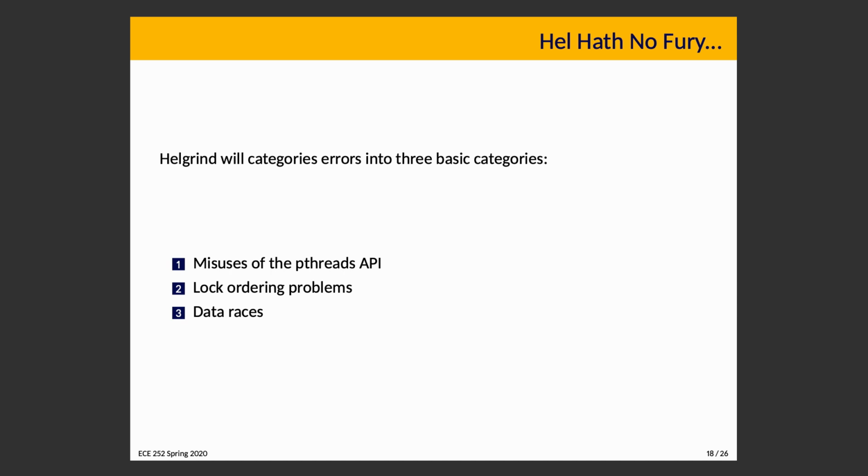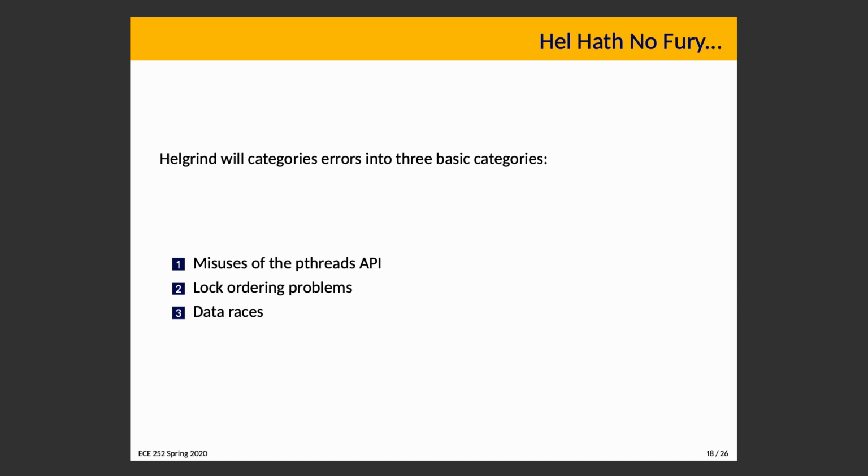So, Helgrind is going to report that, a lock ordering problem, and it does that by building a directed graph of lock acquisitions. When a thread acquires a lock, Helgrind will check to see if a cycle exists. If so, it will say this is wrong. Helgrind is not really capable of deciding what is the correct order. What it will do is assume that the first order that it sees is correct.